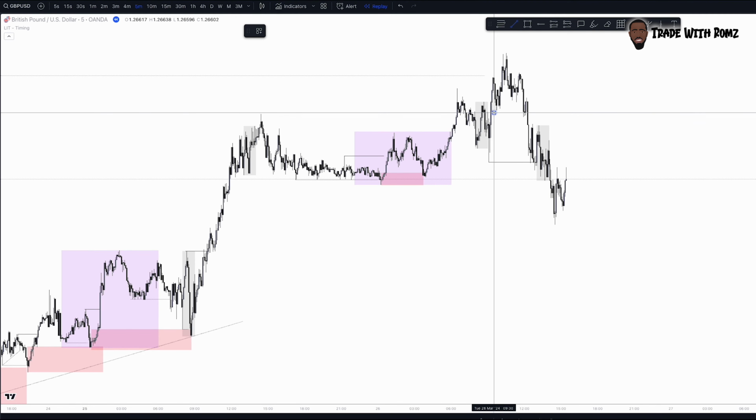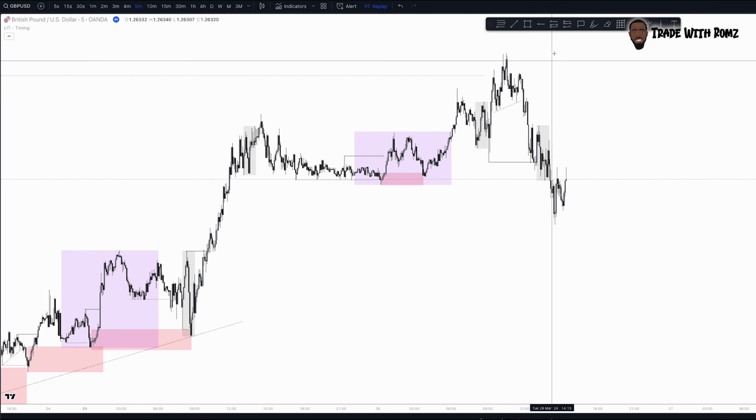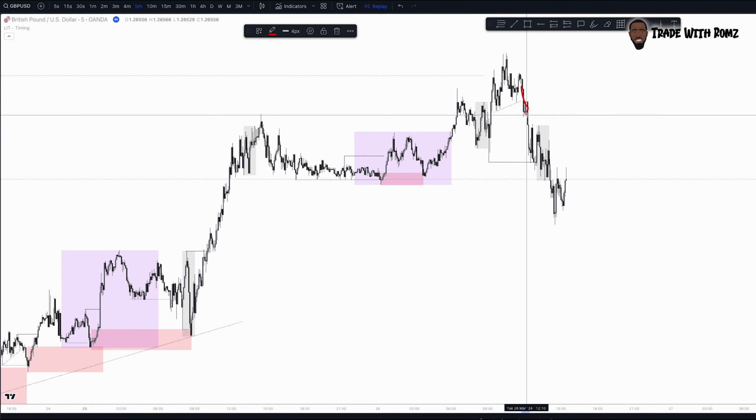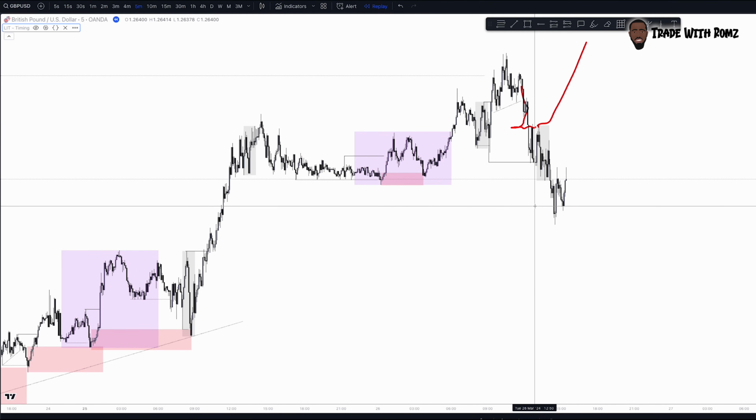Because this here could be classed as just trendline liquidity. So if price was to come down here, price could just come down here, and then it could just mitigate here, and then go higher. Because this here is what we've been looking at, right? Swept liquidity, and it broke structure. Swept liquidity, broke structure, right?